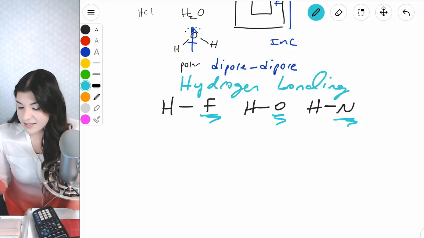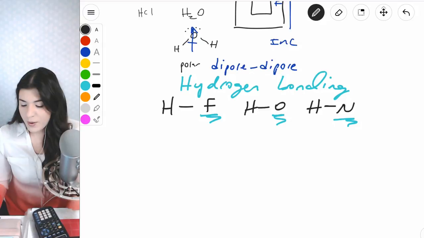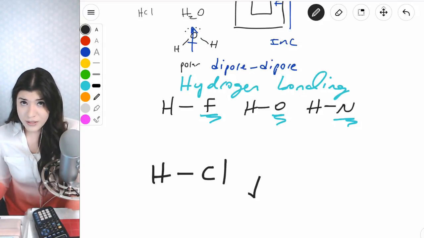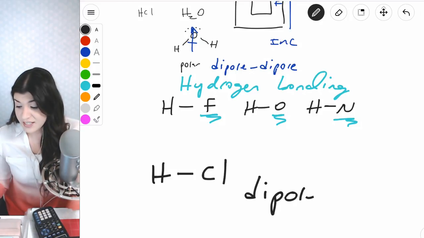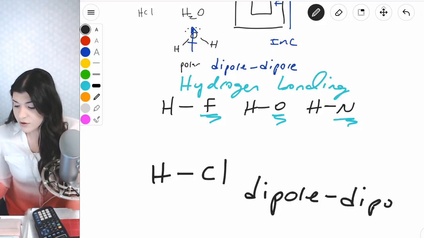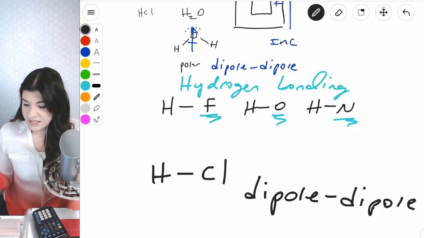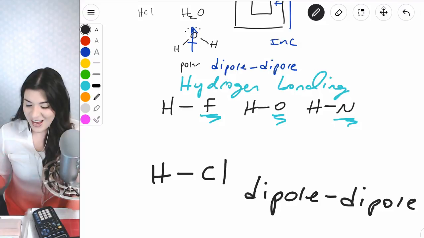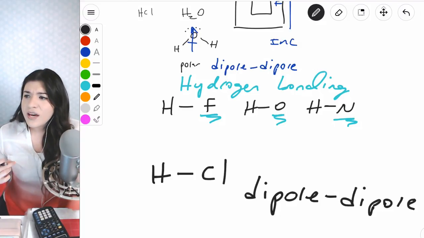Let's say I go back to HCl again. This would have been dipole-dipole because of that chlorine being so electronegative, and it is polar. However, this would not have been hydrogen bonding because it doesn't fit into any of these cases. It's not fluorine, oxygen, or nitrogen, okay? So that's the main difference that you can look at.